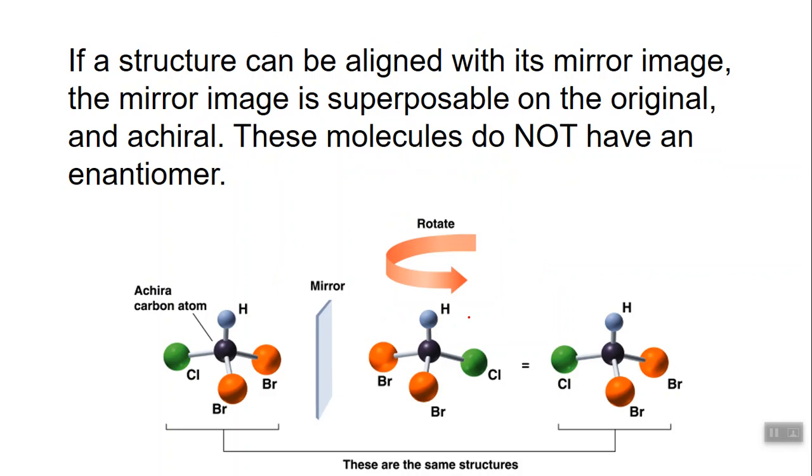Okay, so let's look at a simpler example of what it looks like to superpose or not superpose. If we look at an achiral molecule, here's the mirror image on the right, and we simply have to turn the molecule on the left around, just rotate it. I guess it says that up here. You rotate it, and you can see that if you superimpose the molecule on the left with the one on the right, they're the same molecule. The bromines line up, the hydrogens will line up, the chlorine will line up.